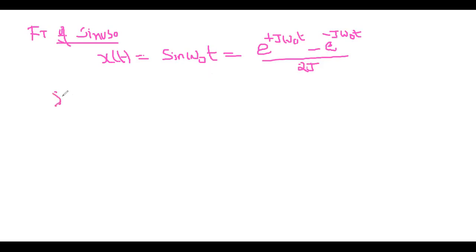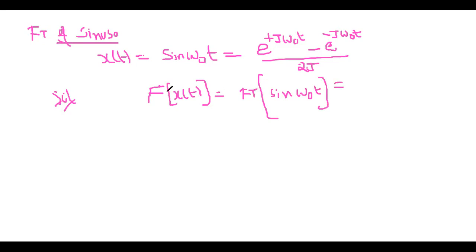So the Fourier transformation of x of t is equal to the Fourier transformation of the sinusoidal signal sine omega naught t, that is, the Fourier transformation of, writing it as, e power j omega naught t minus e power minus j omega naught t by 2j.